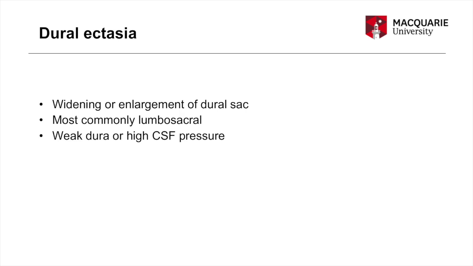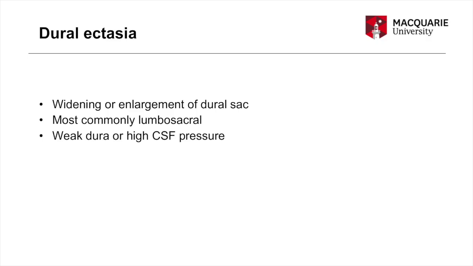So coming now to dural ectasia. The definition of that is widening or enlargement of the whole dural sac, most commonly lumbosacral. So probably it's a pressure-driven phenomenon of increase in size of the dural sac. So with upright posture, there's higher pressure in the sacrum and lumbar spine. So that's where they most commonly occur.